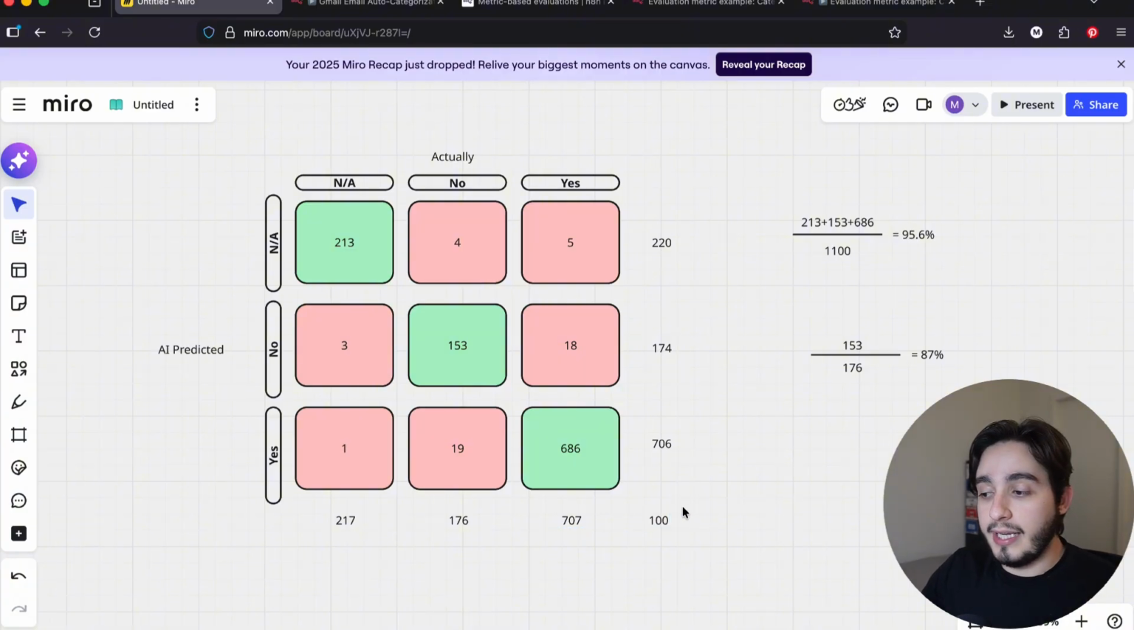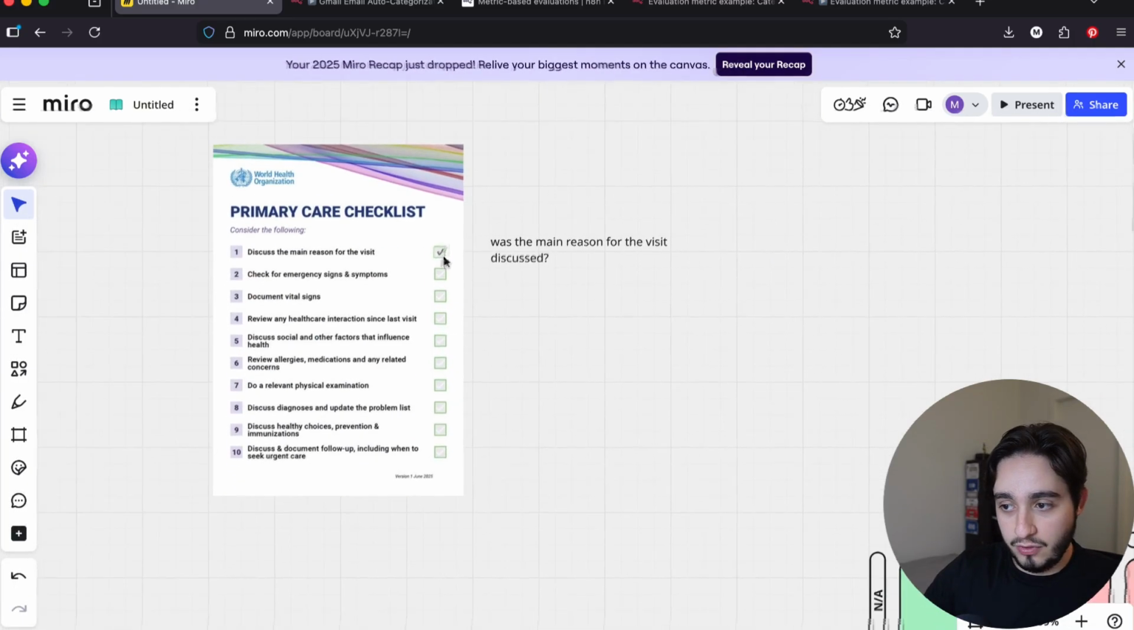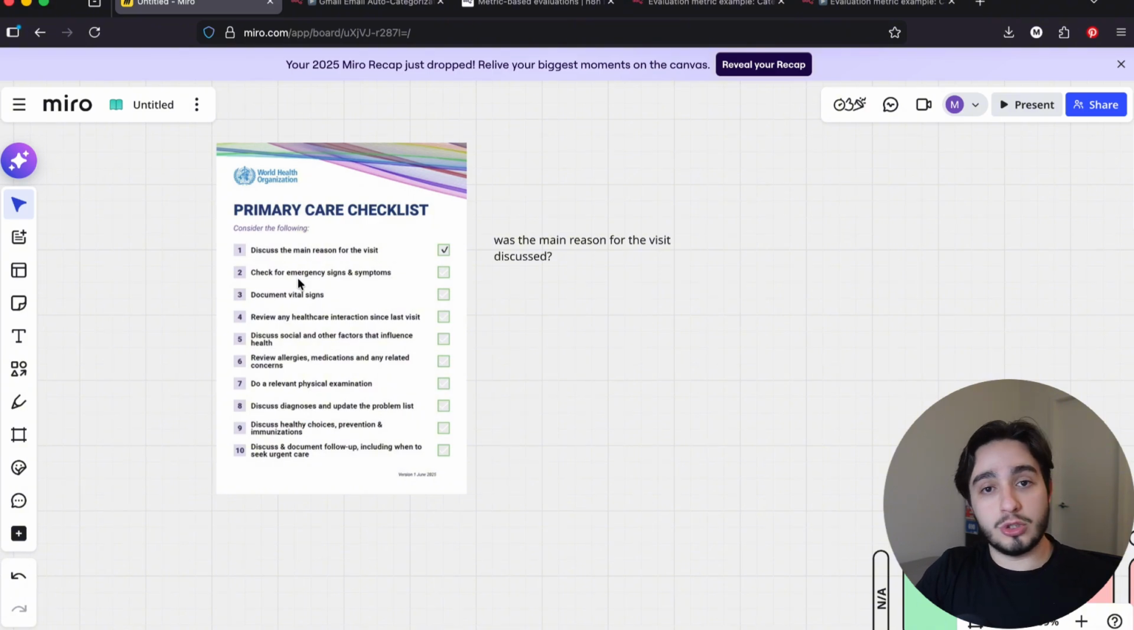But even when we're getting 100 different answers for the same question, we need to have a balanced data set. So let's say that in reality, you're checking for a specific checklist item over here. For example, discuss the main reason for the visit. You see that the first thing that doctors do whenever you come in for a consultation is, why did you decide to book an appointment? Tell me what's going on with you, or whatever the question might look like.